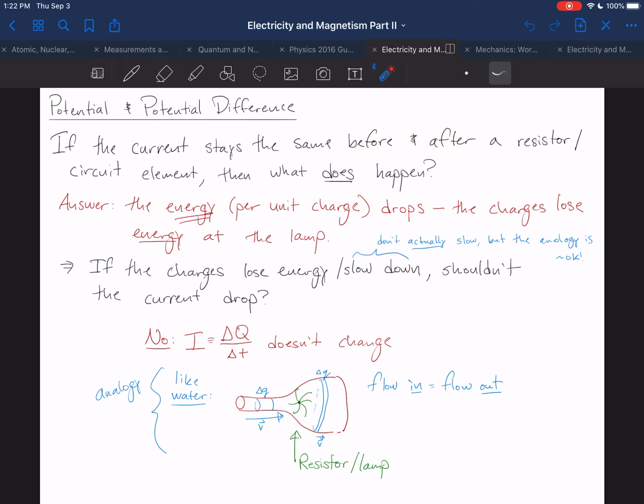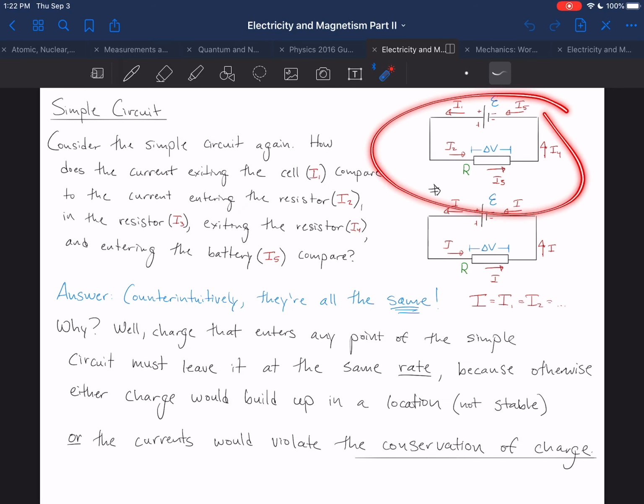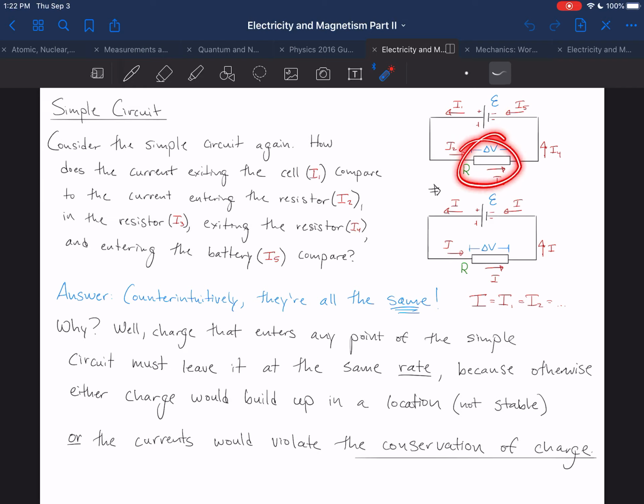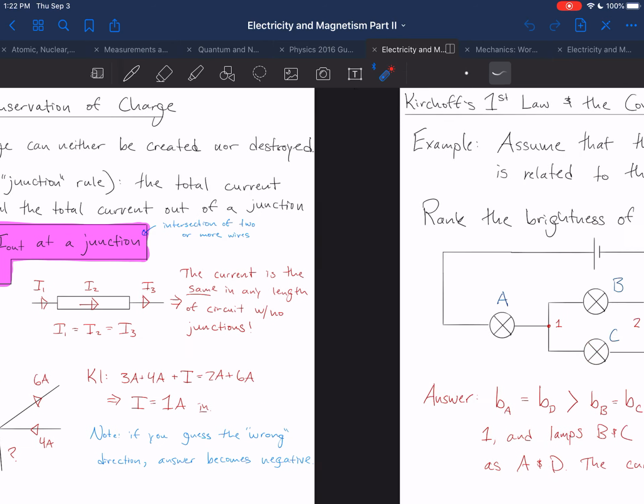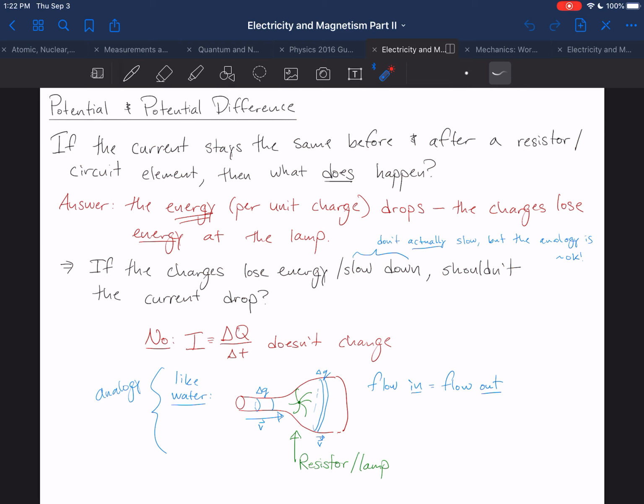the resistor? So as we think about the basic circuit that gave rise to our considerations for Kirchhoff's first law, there's an instinct we have that something must be happening, something must be giving away something at the resistor, right? And so we've just discovered that it's not current. The current doesn't drop. But what does happen is that the energy per unit charge drops there. So the charges lose energy at the lamp. And in fact, they deliver energy to the lamp in the form of thermal energy and ultimately light.